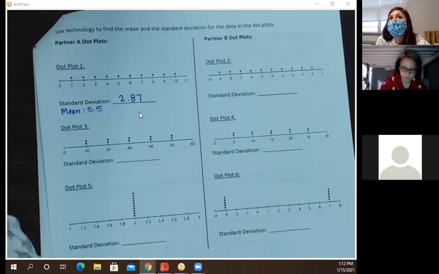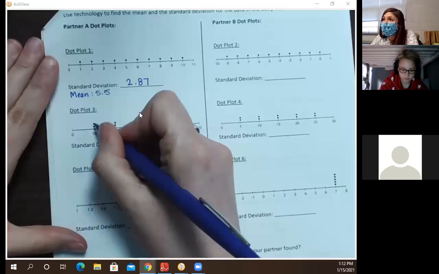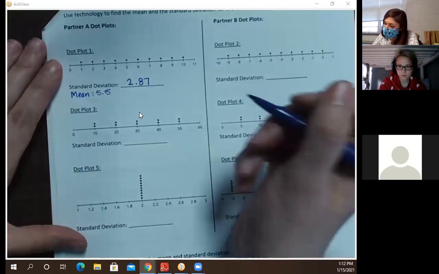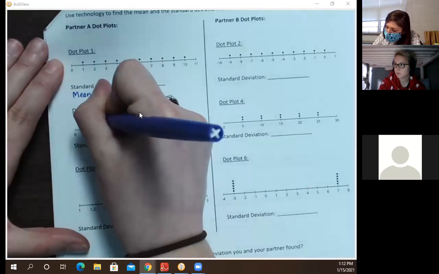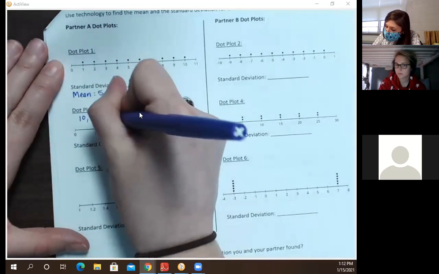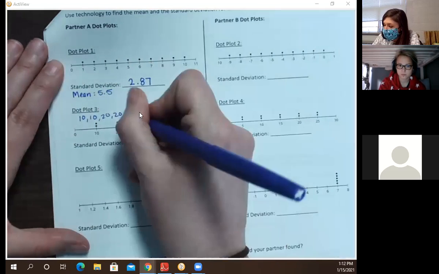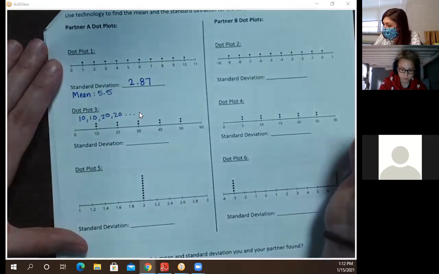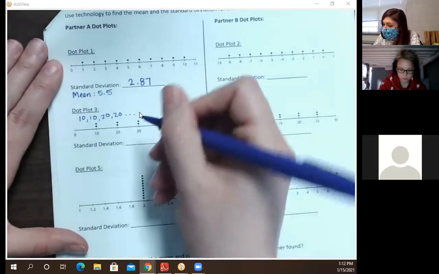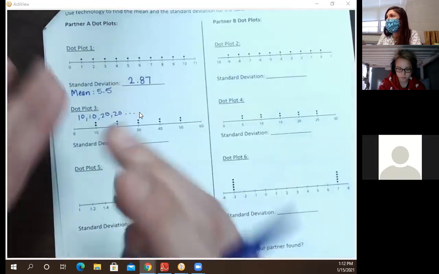Okay. Now we're going to do this again. Let's take a look at dot plot number 3. Now remember, each dot is a unique piece of information. So since I have 2 dots over 10, that means I have 2 values of 10. And then I have 2 values of 20. And then I have 2 30s, 2 40s, 2 50s. Okay. So as I go to enter this information in my calculator, I need to make sure if I see it multiple times that I type it multiple times. I have to type a 10 for every dot I have over 10.